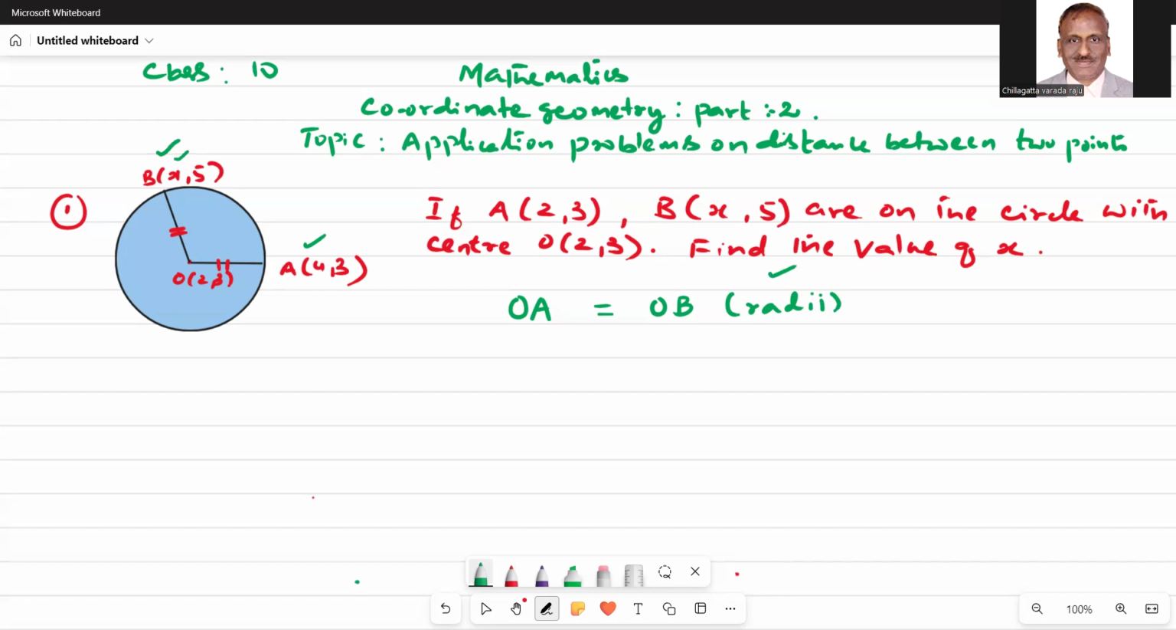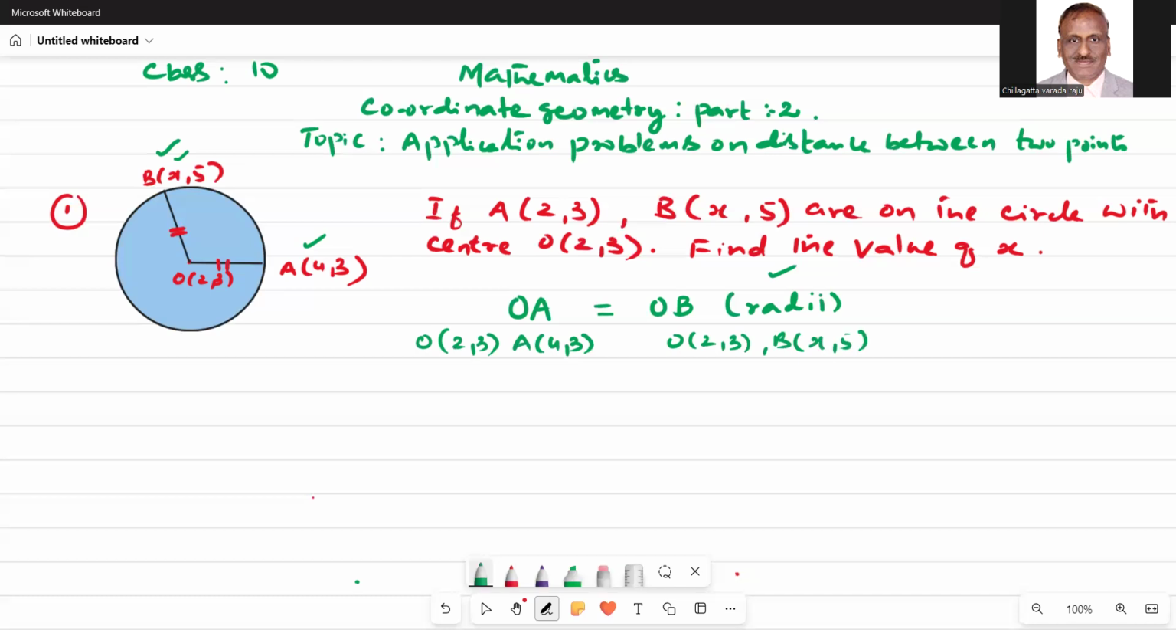So given that OA is equal to OB, the distance from the center O to A and O to B is the same. We will use the distance formula for OA and OB, equate them and get the value of x. Let me first write the coordinates of O and A on the LHS. Coordinates of O is (2, 3). Coordinates of A is (4, 3). Then on the right hand side, coordinates of O is (2, 3) and coordinates of B is (x, 5).